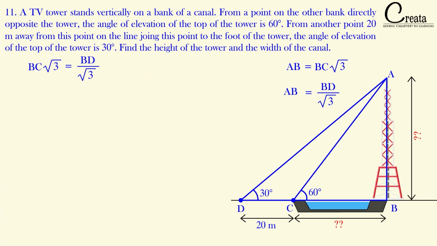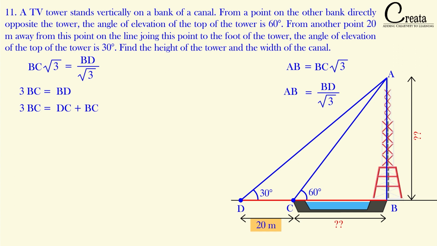We got BC root 3 is equal to BD upon root 3. So on solving, we got 3BC is equal to BD. And if you observe in the given figure, BD is the complete distance, which is composed of DC and CB. Got it? BD, the complete distance, is equal to DC and CB. So we can replace BD with DC and CB.